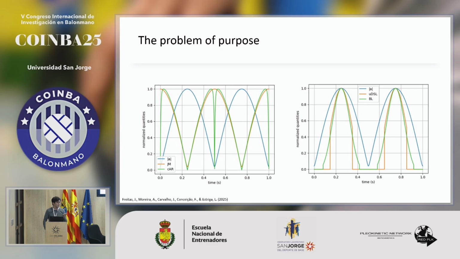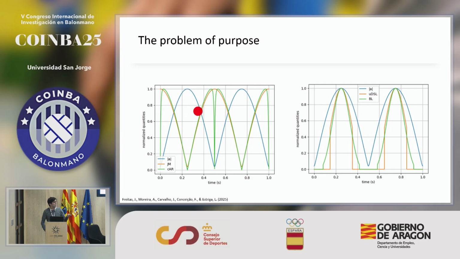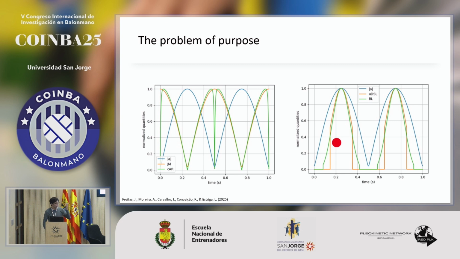The problem of purpose. If we notice here, this is the norm of acceleration. And we notice that the change of acceleration group measures the opposite of the norm of acceleration, while the dynamic stress load and body load measure in a way the same as the norm of acceleration. Then you may ask, why do we not use the norm of acceleration and forget these complicated metrics?